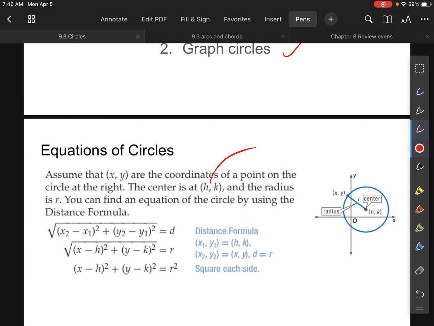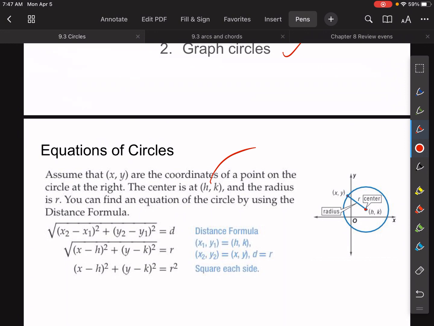So you can find the equation of the circle by using the distance formula, and the reason for that is we know that the distance from the center to any point on the circle remains the same. That's called the radius. Okay, so notice that if you took the point at the center and any point x comma y on the circle, and you found the distance between them, that'll be equal to the radius squared. All right, so that's all the equation of a circle is.